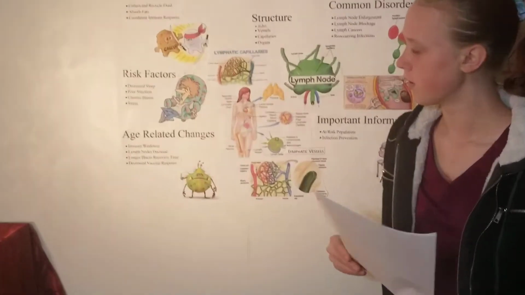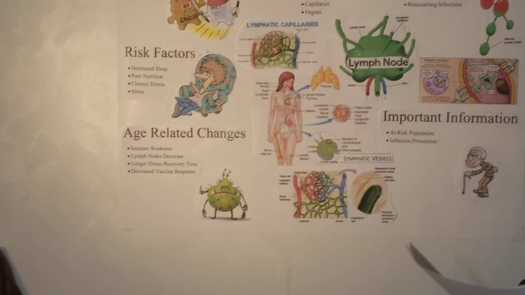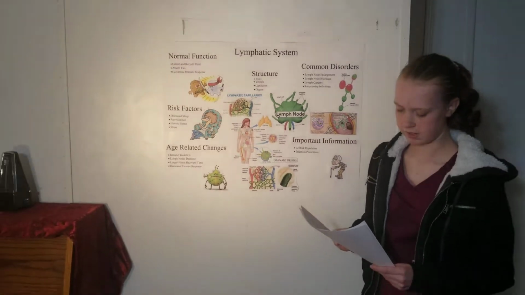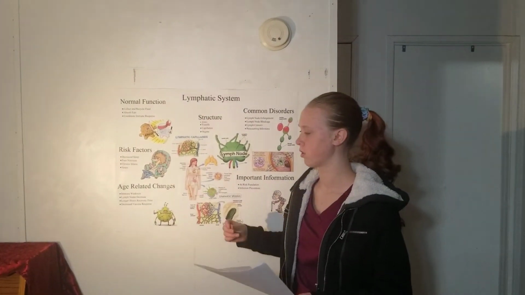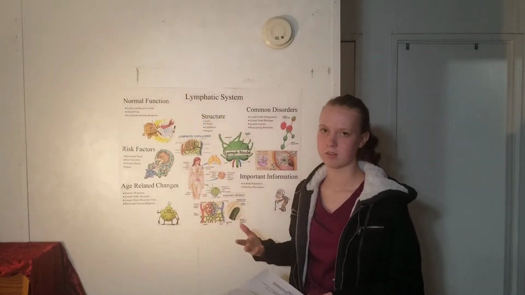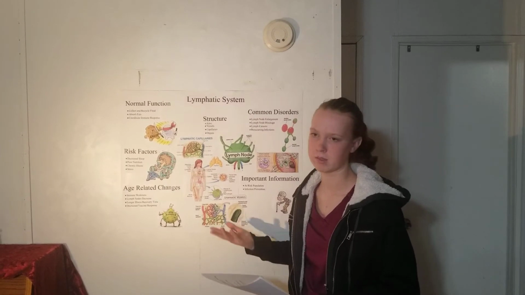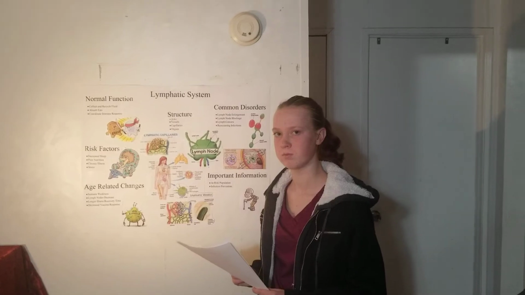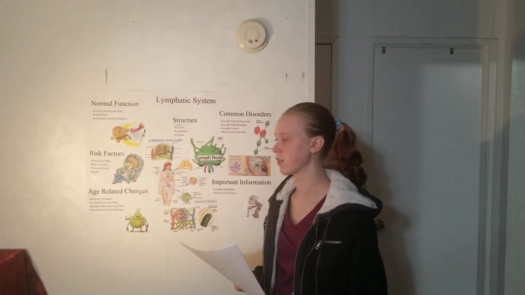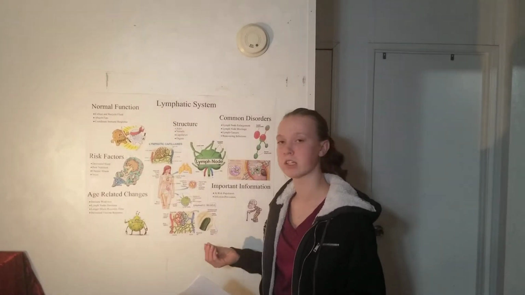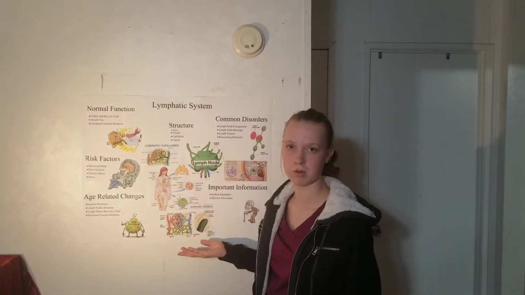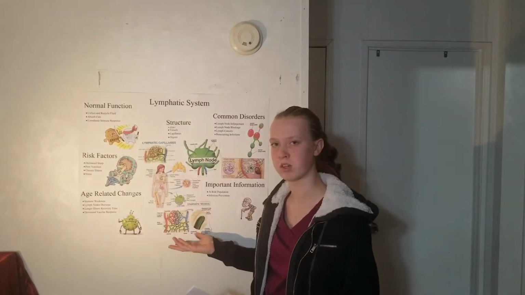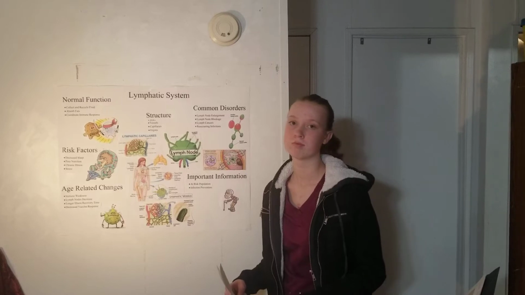And D, decreased vaccine response. Response to vaccines decreases. So the more vaccines you get, the less they respond, because your body is just going around it. It also means the body doesn't build as good of immunity to the vaccine. So the more vaccines you get, the less immunity you get at this point.